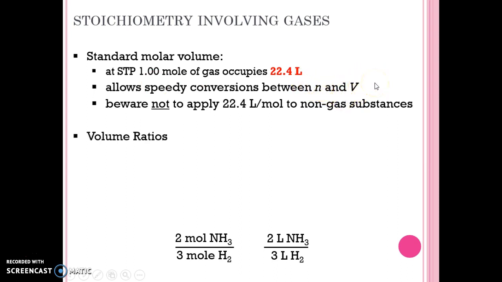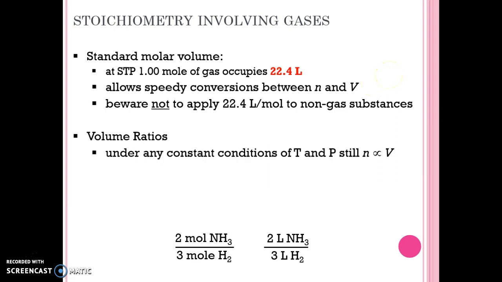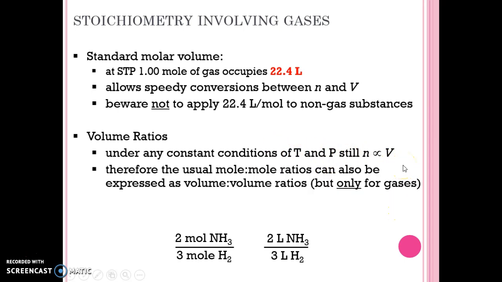The other idea that comes up is the idea of volume ratios. Under any condition of constant temperature and pressure, you know that the number of moles is proportional to the volume. As the number of moles goes up, the volume has to go up as well if we're going to maintain constant temperature and pressure. You can therefore not only establish mole ratios from a balanced equation, but you can also establish volume ratios. But again, this is only for gases.